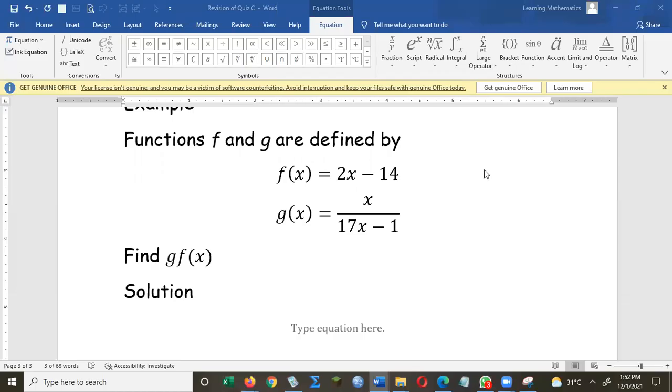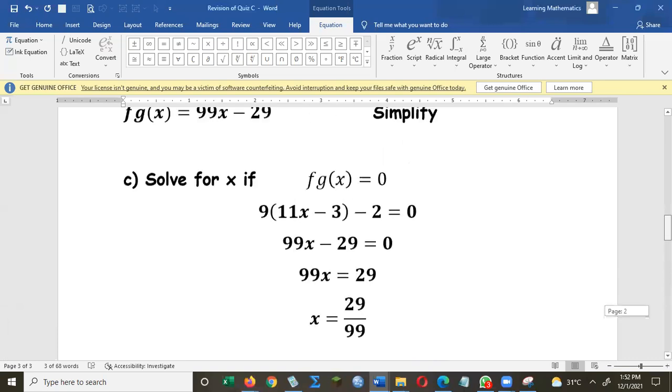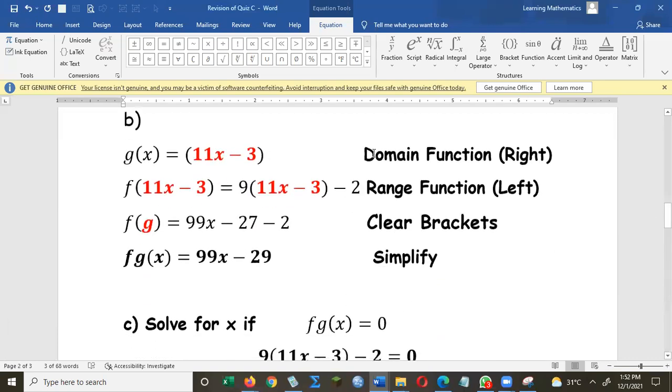Right. So I asked a question, how to begin? And a peer correctly said, when she looked at this, it is saying g of f of x, meaning we have to substitute f into g because we always start from the right. f is the domain function into g, which is the range function. You don't really have to go step by step like how I have it there. You see, domain function, range function, clear bracket, simplify.